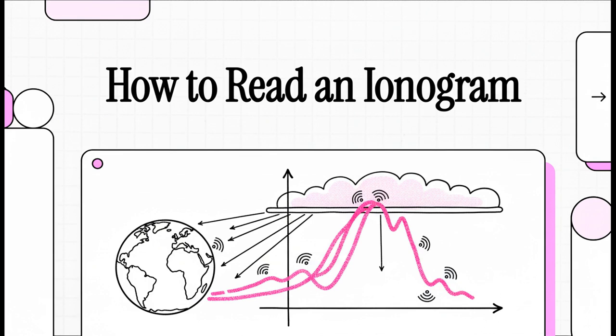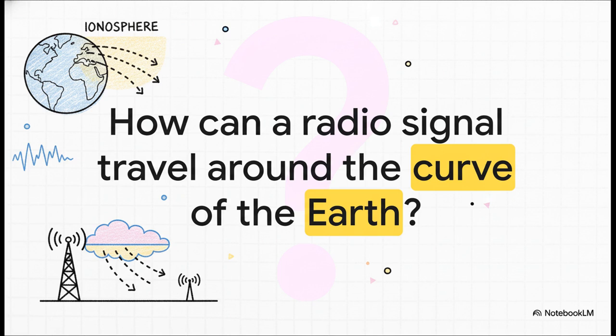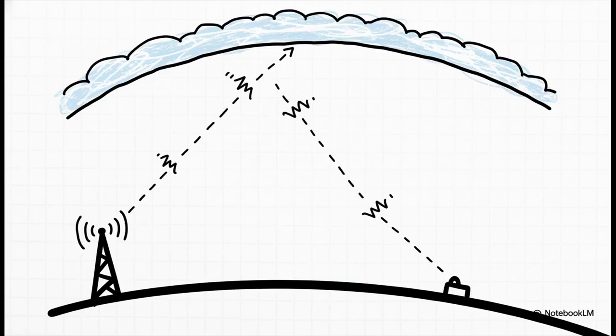Let's jump in. So first things first, let's ask a really basic question. We all know the Earth is round. So how in the world does a radio signal, which travels in a straight line, get from, say, North America to Australia without just flying off into the blackness of space? The answer is actually pretty amazing.